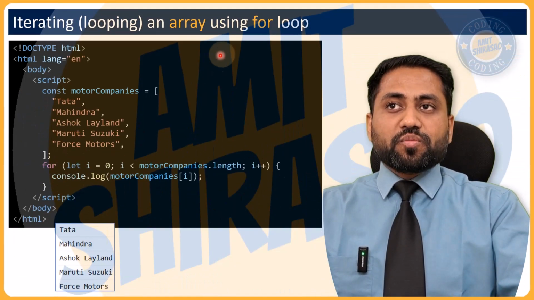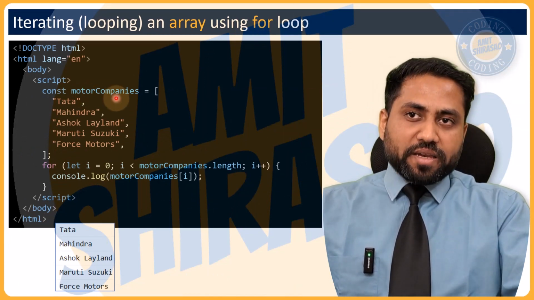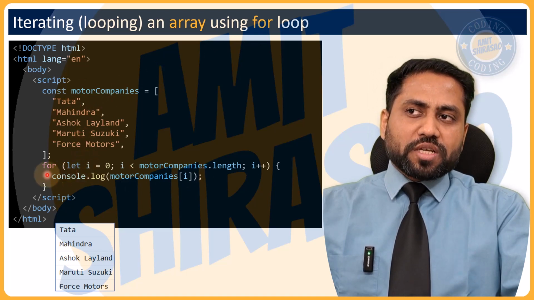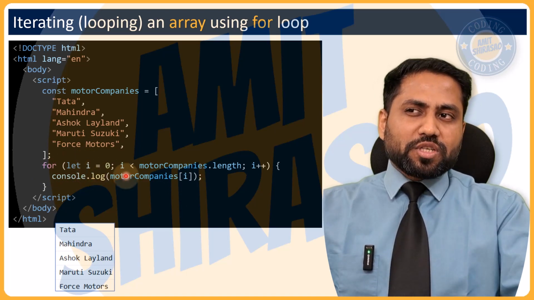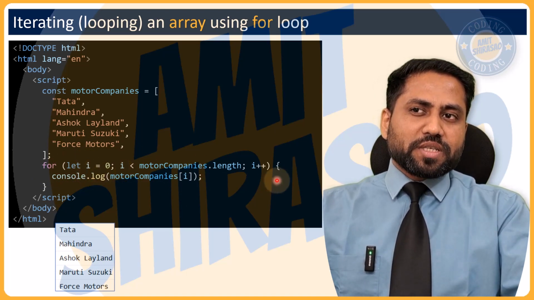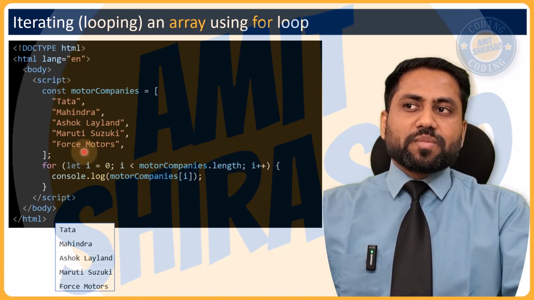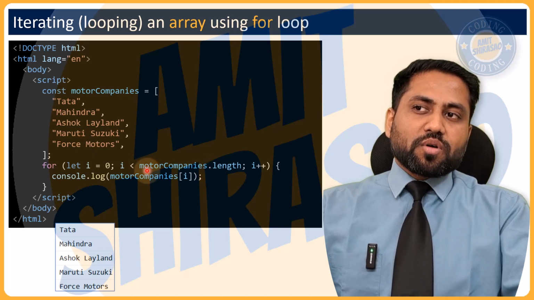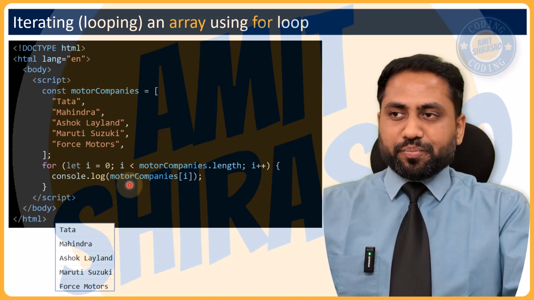The first type of loop that we are taking is the for loop. So let us say motorCompanies is an array of strings, and we are trying to iterate it using this for loop. So this is how you will iterate it. i is equal to 0, and i will keep on incrementing until i reaches the length of this array. What is the length of this array? 1, 2, 3, 4, 5. So as long as i is less than 5, the loop will continue.